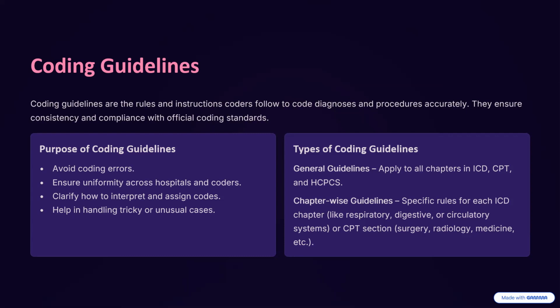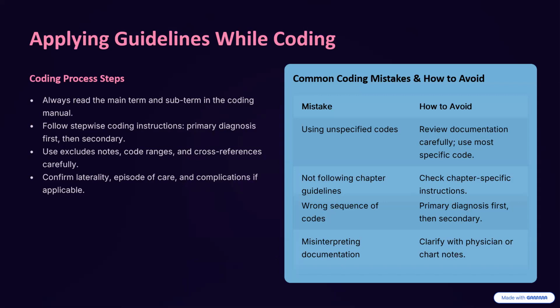Next, chapter-wise guidelines, like specific rules for each ICD chapter. Each ICD chapter has specific rules, for example, respiratory, digestive, or circulatory systems, or CPT sections like surgery, radiology, medicine, etc. You will also have some guidelines in ICD for sepsis, neoplasm, HIV, AIDS, hypertension, diabetes mellitus, etc.